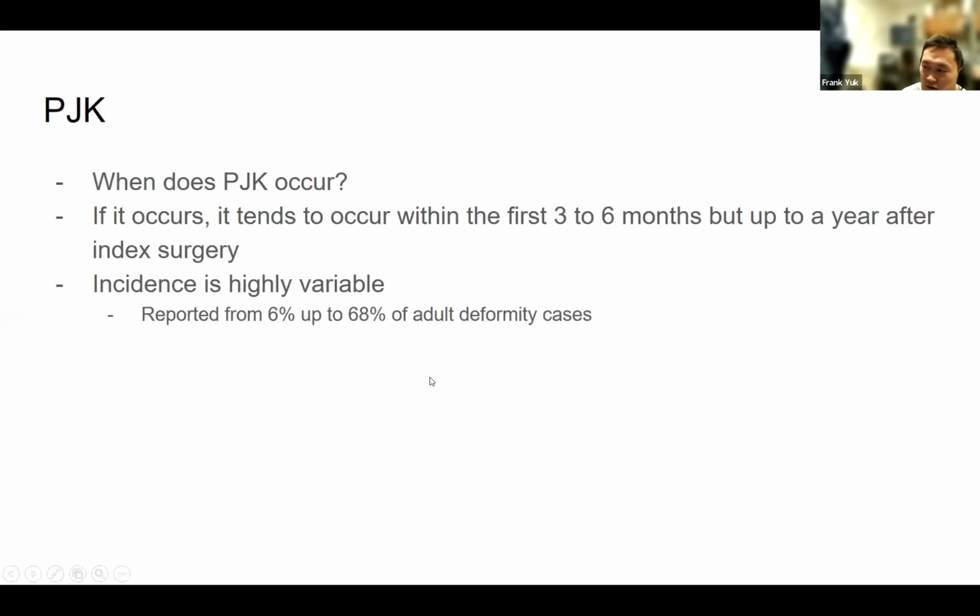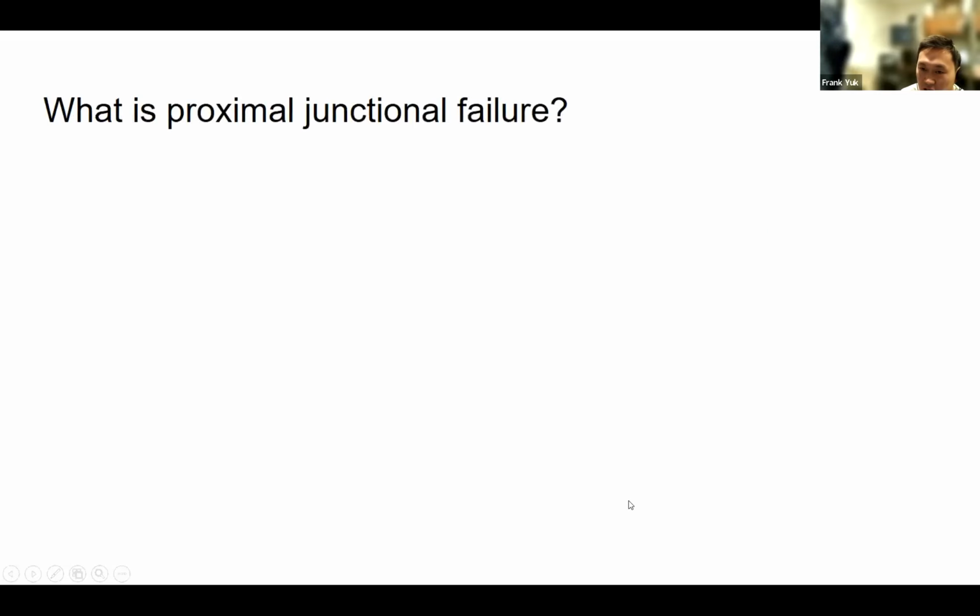And so when does it occur? If it occurs, it tends to occur within the first 3 to 6 months, but up to a year after the index surgery. And the incidence is super highly variable in the literature, from 6% all the way up to 68% for adult deformity cases. And then so if we talk about proximal junctional kyphosis, we always talk about proximal junctional failure in relationship to that. And what is proximal junctional failure, Matt?